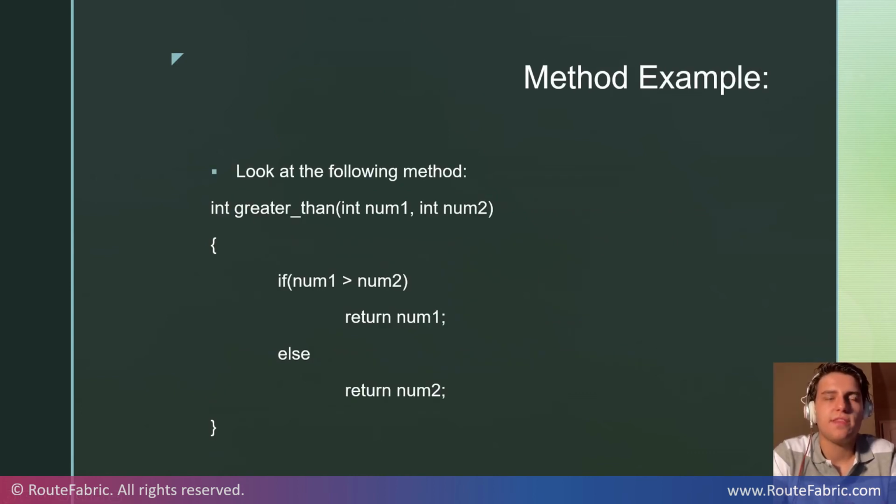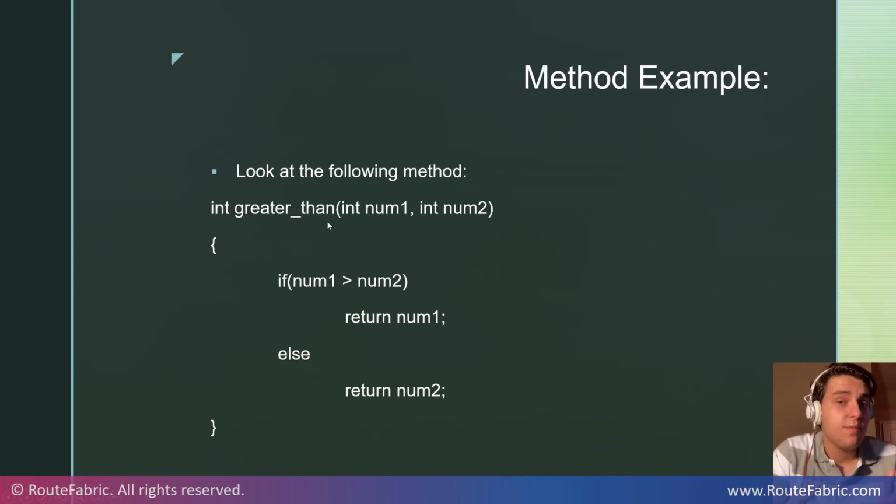So let's look at the following method. We have a method here, and let's break down what exactly is going on. What is the return type of this method? Well, we said the return type is going to be right in front of the function name. So it appears that this function is returning an integer, an int type. And the name of this function is greater than.